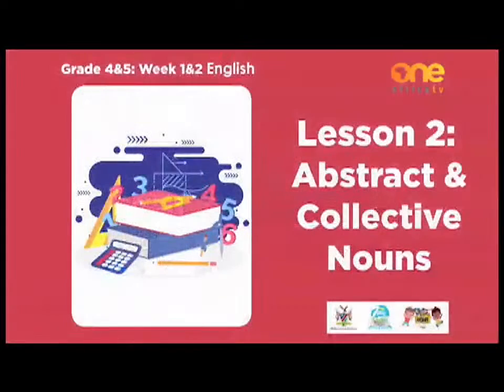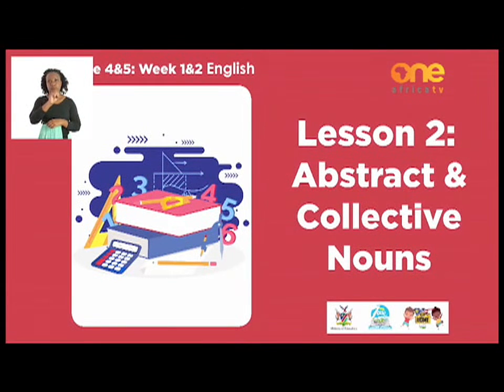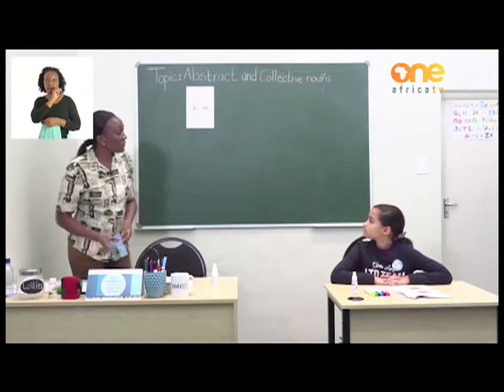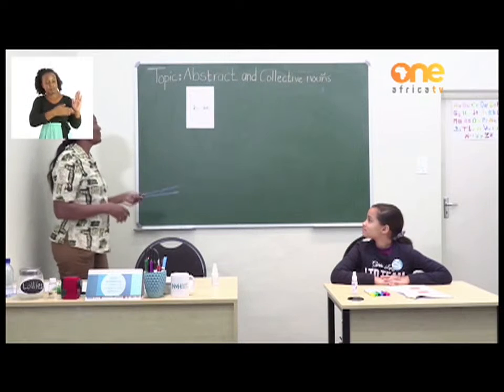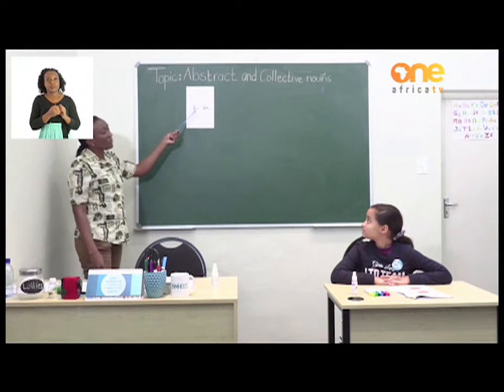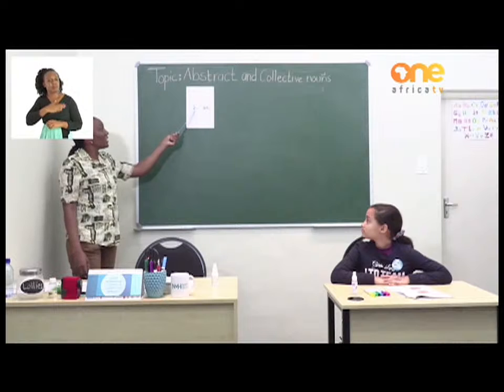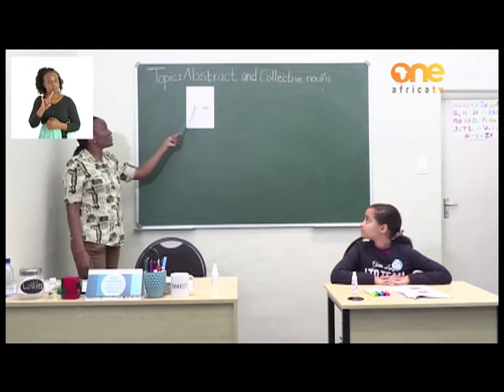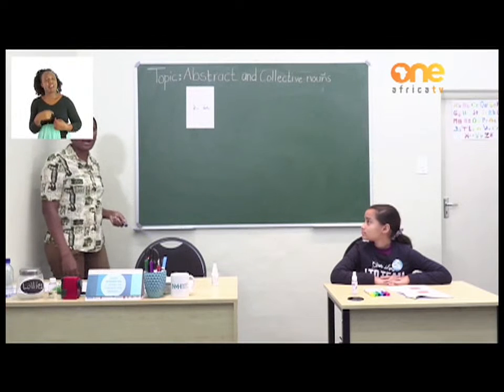Today's topic will be about abstract nouns and collective nouns. So I want you to look on the board. Look on the board. How does this dog feel? Well, as you can see, the dog is carrying the heart. So this dog feels love.